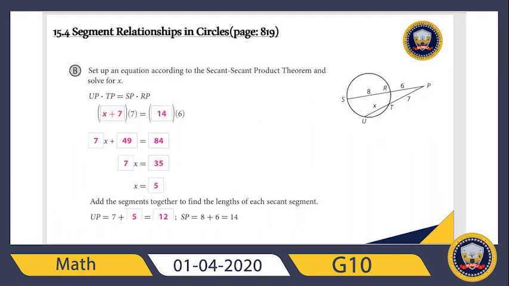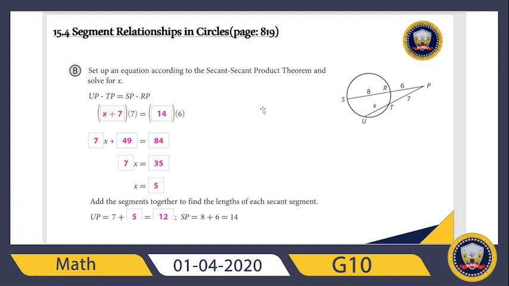Okay, let's take another example. Set up an equation. So we need to find the length of these secants. So we know that SP times RP equals UP times TP. Now UP is 7 plus x, TP is 7, SP is 8 plus 6, which is 14, and RP is 6 here.